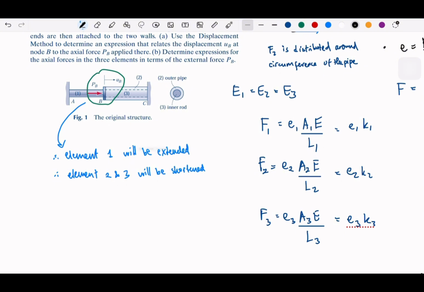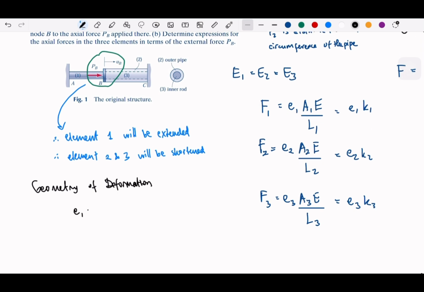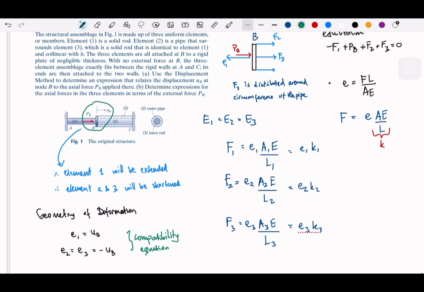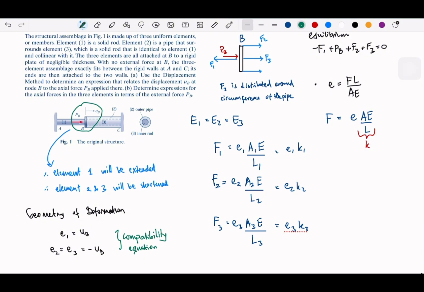Which means the geometry of deformations: the elongation 1 will be equal to UB, and elongations 2 and 3 will be negative. If you remember, this is what we call the compatibility equations. Any equations that fit within the problem so that it can be solved. And remember, what we did here is we call this problem an indeterminate problem, or a statically indeterminate problem.